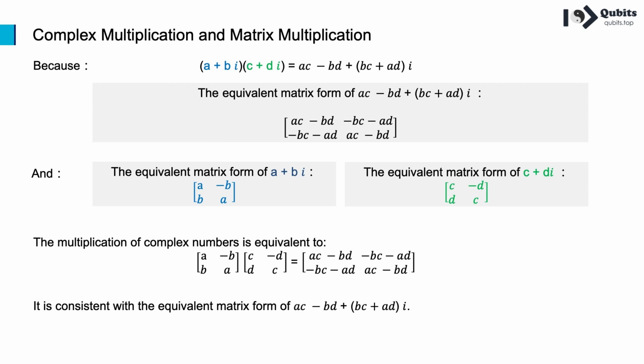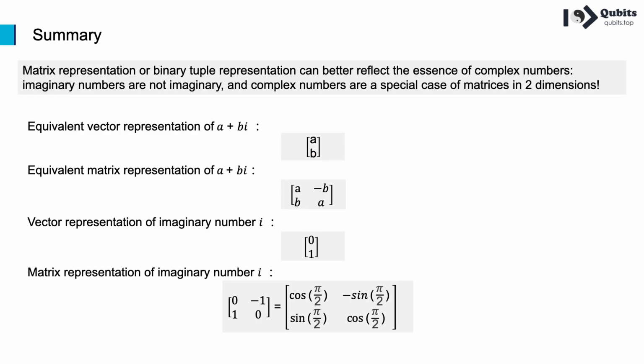According to the rules of matrix multiplication, the calculated matrix is completely consistent with the matrix of the result of complex multiplication. Matrix representation or binary tuple representation can better reflect the essence of complex numbers. Imaginary numbers are not imaginary, and complex numbers are a special case of matrices in two dimensions.